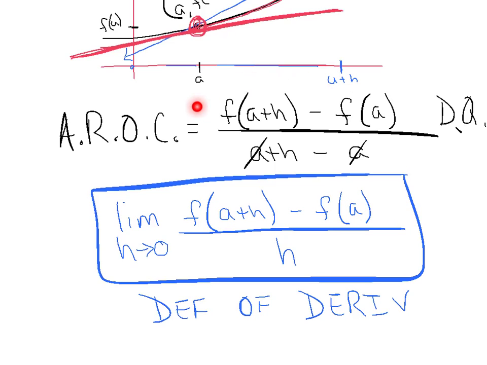What's the difference between a difference quotient and the definition of a derivative? Well, the difference quotient is the slope of a secant line, aka average rate of change. And the definition of a derivative now has the limit in front of it here, and we're now finding the slope of a tangent line, aka instantaneous rate of change.